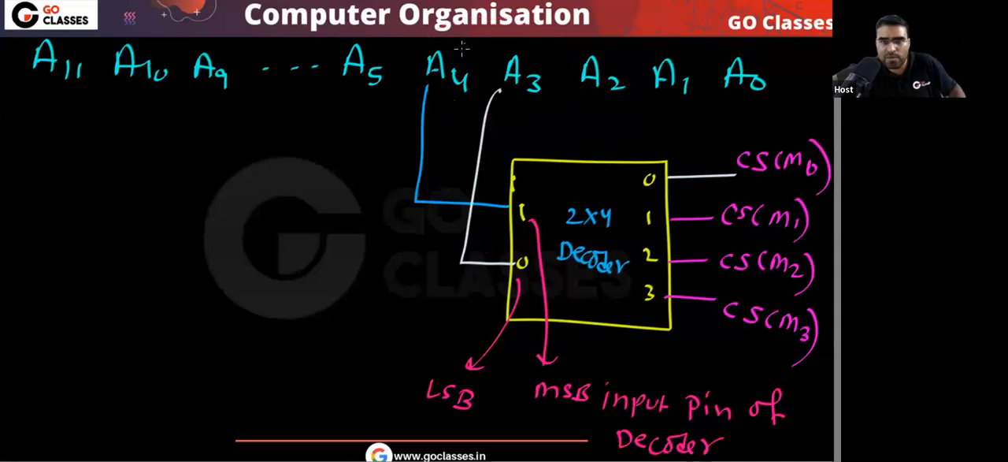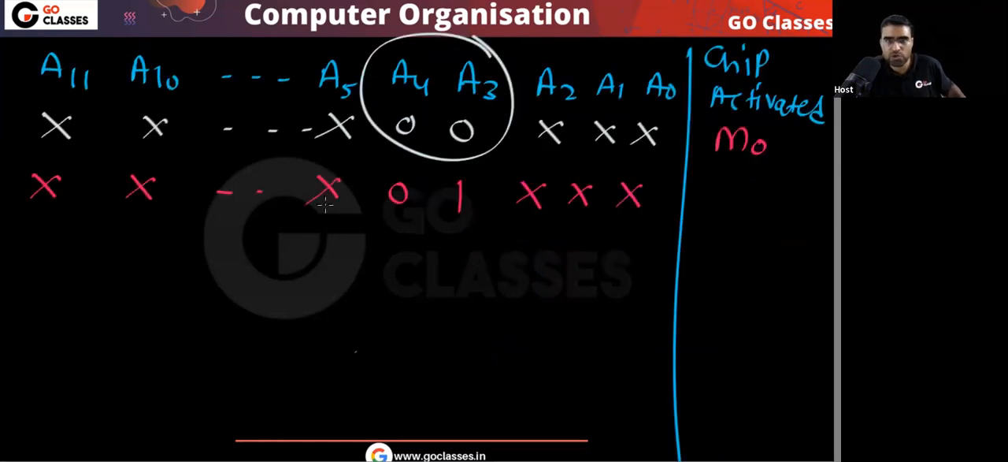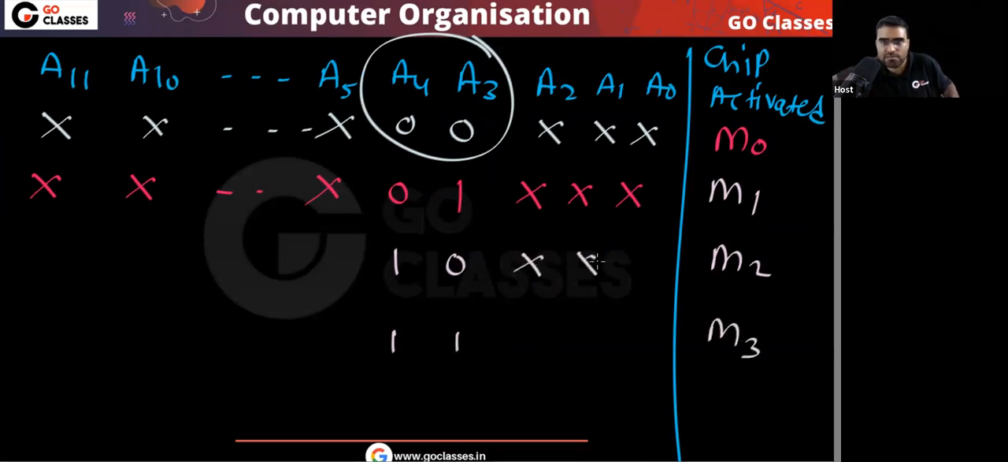Now similarly, tell me, if this is 1 and this is 0, then what will happen? Then this output will be 1, the remaining will be 0. And finally, if both are 1, 1, then this output will be 1, the remaining will be 0. In this situation, M3 will be activated. So you can see in one situation M1 will be activated, in this situation M2 will be activated, and in this situation M3 will be activated.